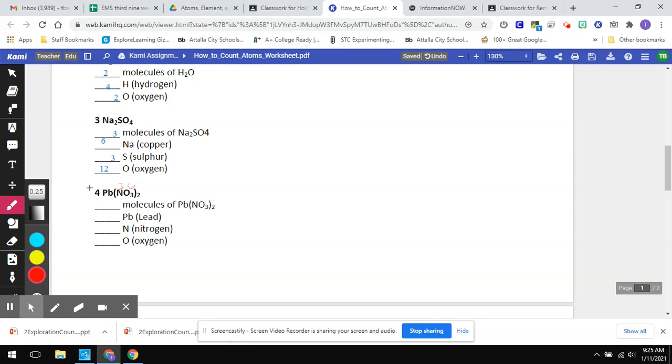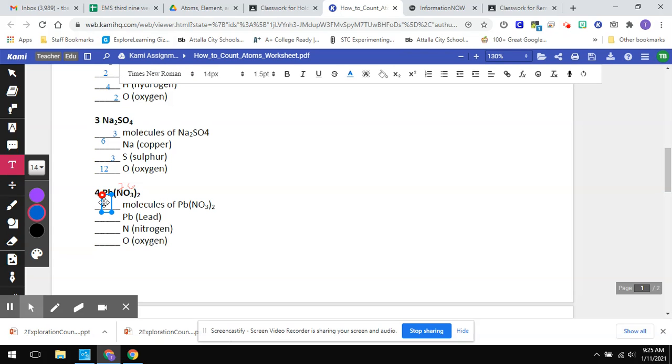But this coefficient of 4 right here applies to all of these. And remember, we have to go coefficient times subscript. So what's going to happen is we first need to say how many molecules we have of this compound, and that's the coefficient. So there's 4. For lead, how many total do we have? Well, we have an understood subscript of 1. There's not a number there, so 4 times 1 is 4.